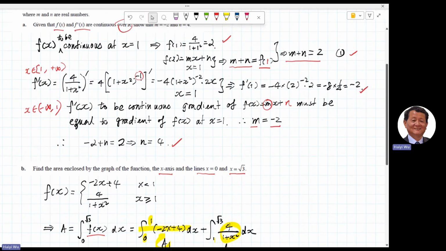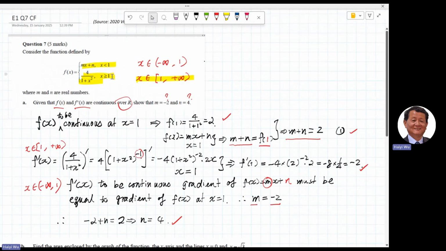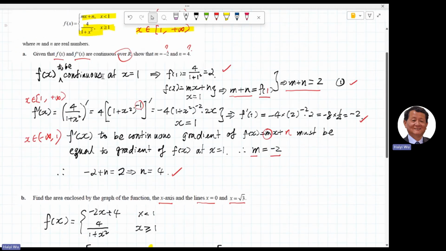So this is a question regarding a function written in two different domains with two different equations.